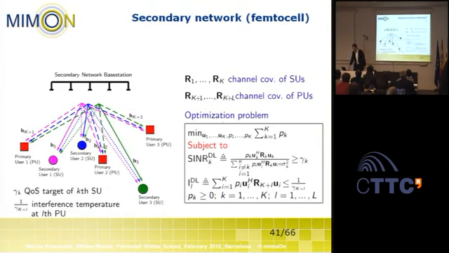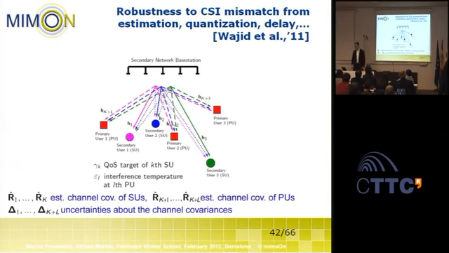This problem has also been solved using convex optimization theory. However, we are interested in a robust scheme. So we are interested in a beamforming scheme that can be used also in the case that our channel state information and our channel knowledge at the transmitter is erroneous in nature.